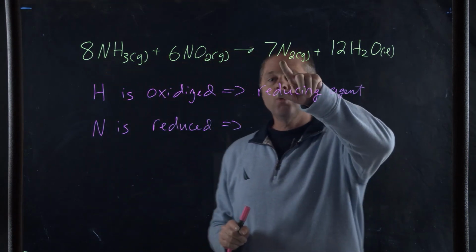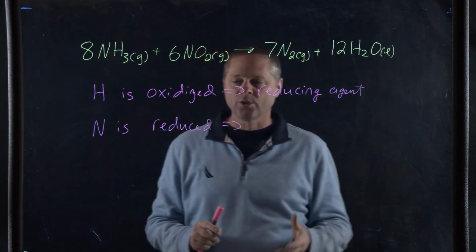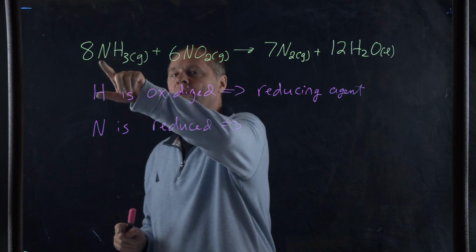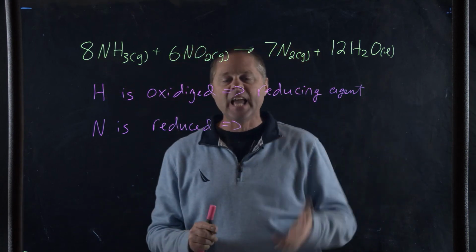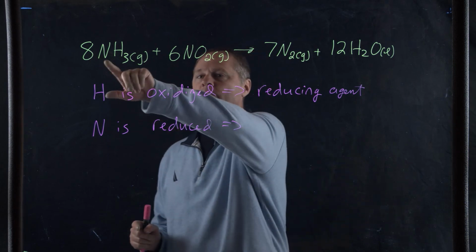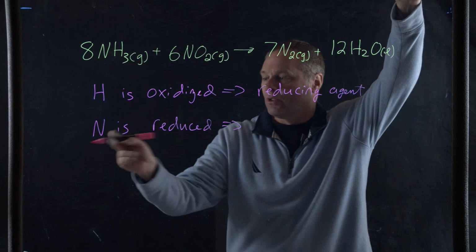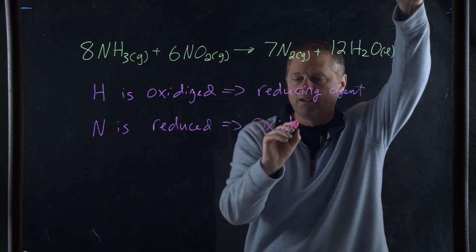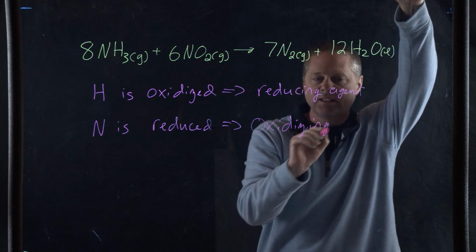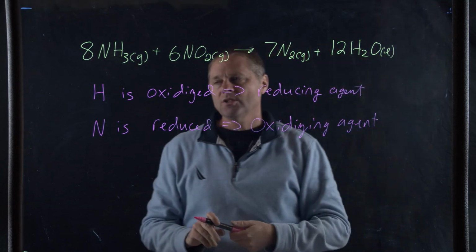Over here, we have a 0 nitrogen, so in this case nitrogen has 0 charge. In both cases, going from +3 and +4 to 0, it is being reduced, because it has to gain electrons to go from +3 and +4 to 0. And so nitrogen is being reduced, which makes it the oxidizing agent.